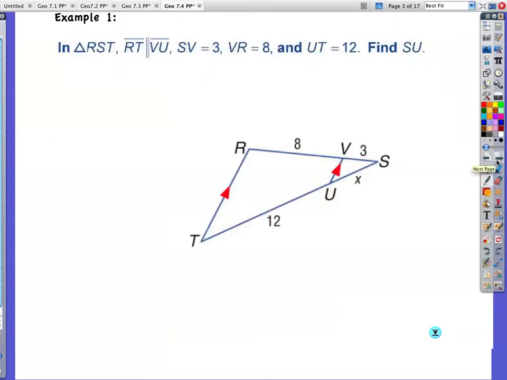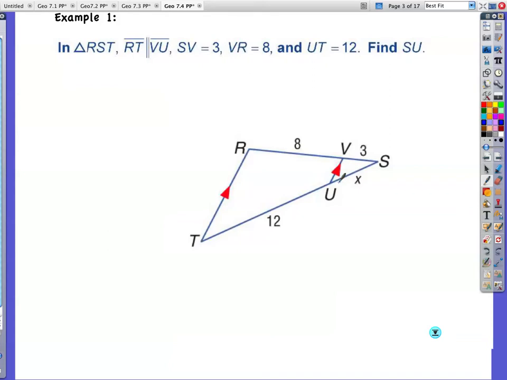Okay, now we're going to use it. They tell us triangle RST, they have parallel lines. RT is parallel to VU. SV is 3, this piece right here. VR is 8. UT is 12. And we need to find SU, which is X. They've already marked that for us.